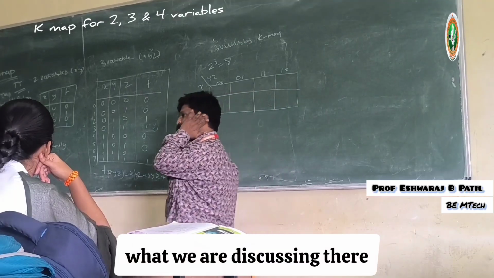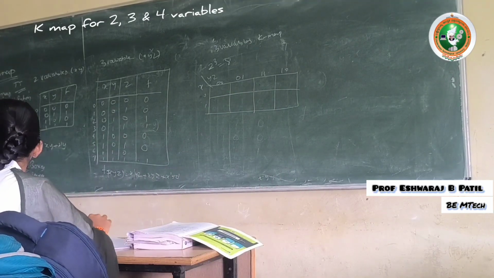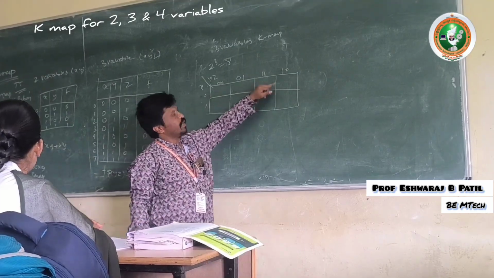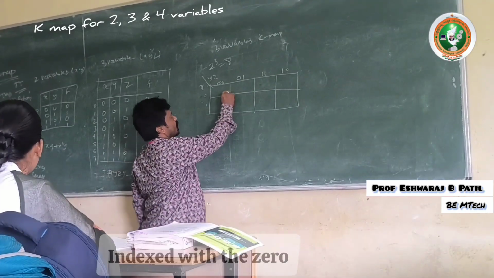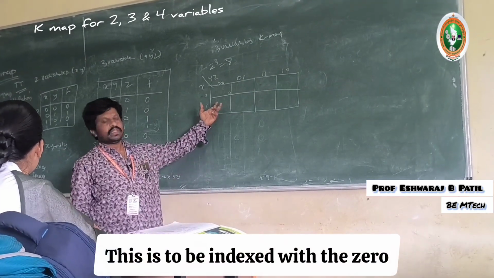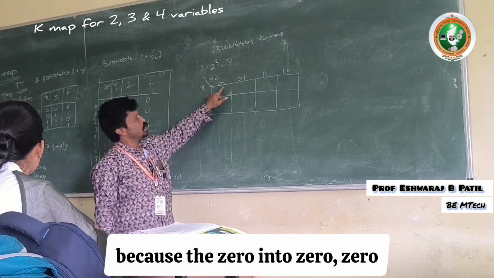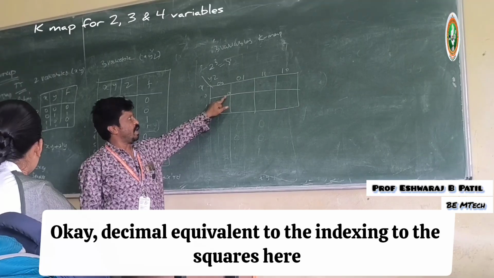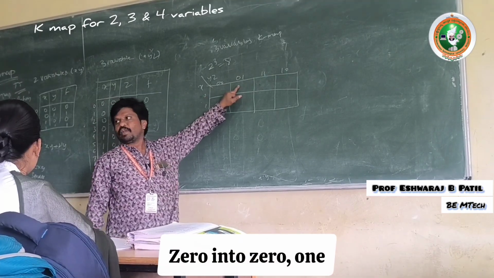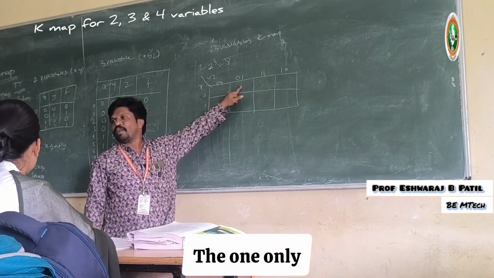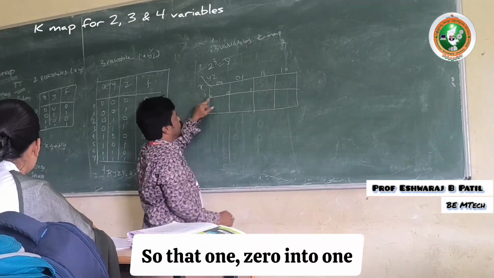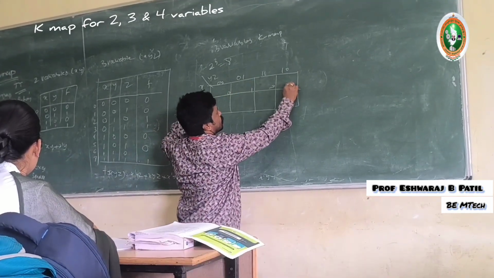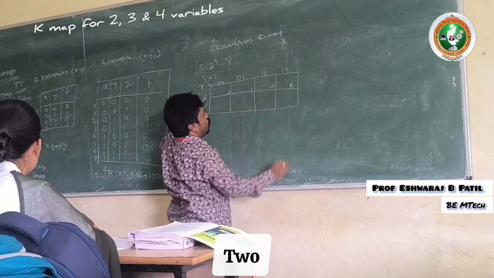I'll tell you what we are discussing there, an important thing. 0 0, 0 1, 1 1, 1 0 is there. This is to be indexed with the 0, because the decimal equivalent gives the index of the squares here. 0 0 1 is 1 only. 0 1 1 is 3 only. 0 1 0 is 2.